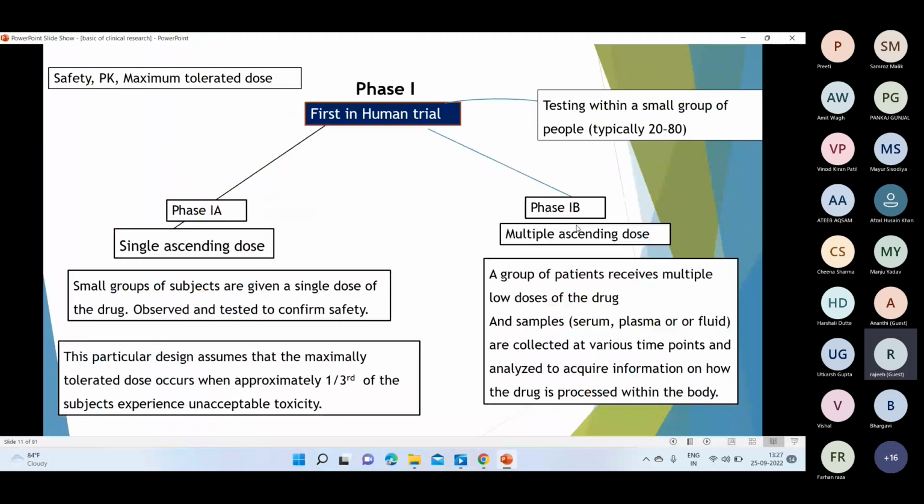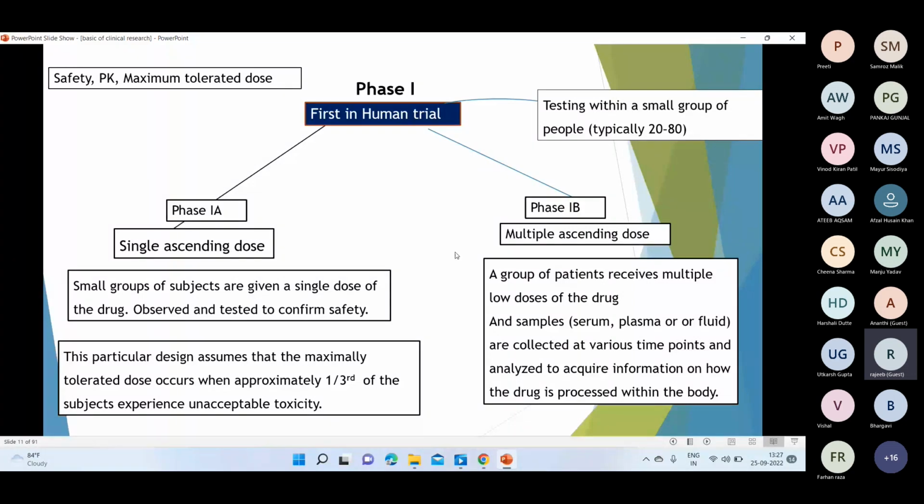So the key takeaway from the phase 1 trial is it's a first in human trial first of all. And how many subjects are recruited in phase 1 clinical trial? Around 20 to 80. Okay. Then what are the things which we measure in phase 1 clinical trial? We measure the safety, we measure the PK parameter, and then we measure the maximum tolerated dose. Okay, MTD.